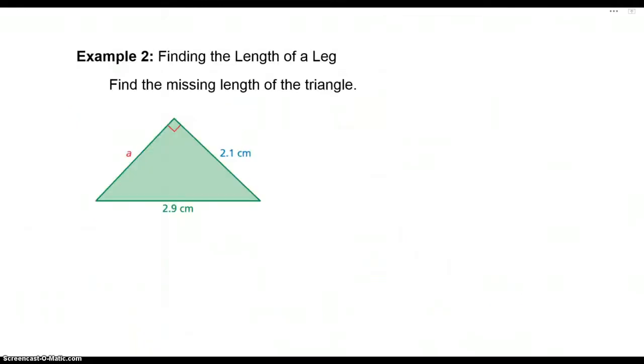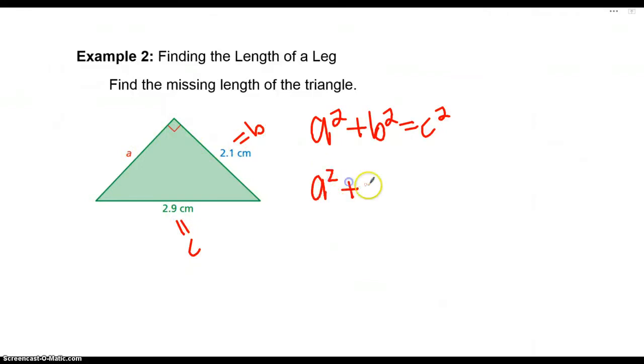All right, example 2. Now I'm given the hypotenuse, I need to find one of the legs. Okay. Same formula though. You still use A squared plus B squared is equal to C squared. Okay, that's A, this is B, and that is equal to C. So I leave A squared as A squared plus 2.1 squared is equal to 2.9 squared. Okay, so now what I need to do is evaluate what those numbers are squared. So in my calculator, 2.1 squared is 4.41.